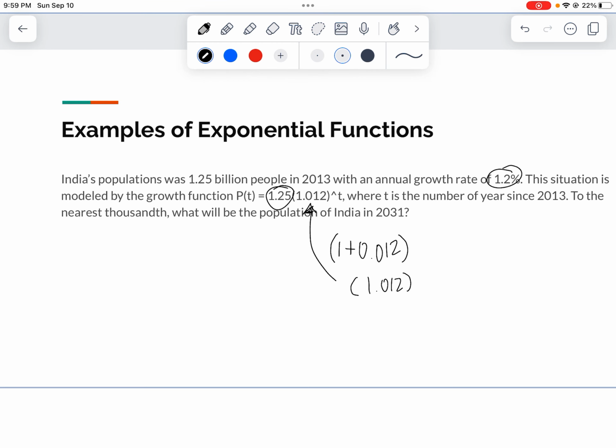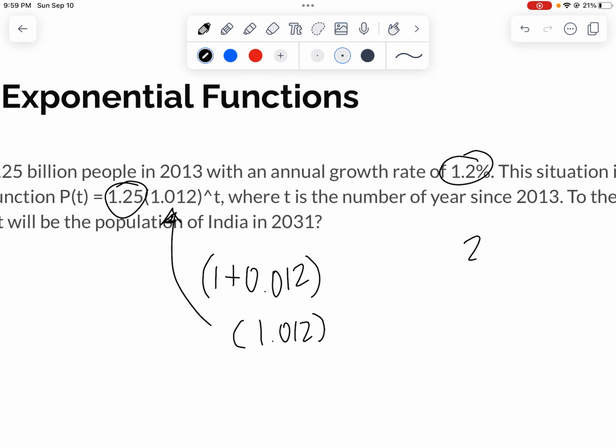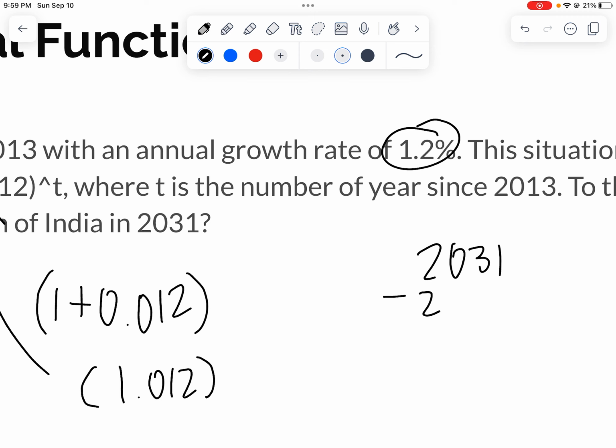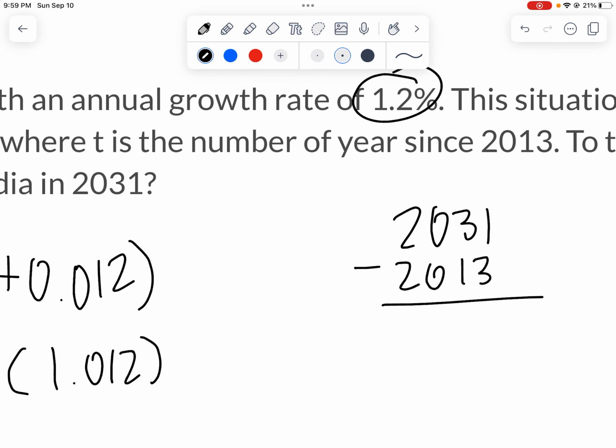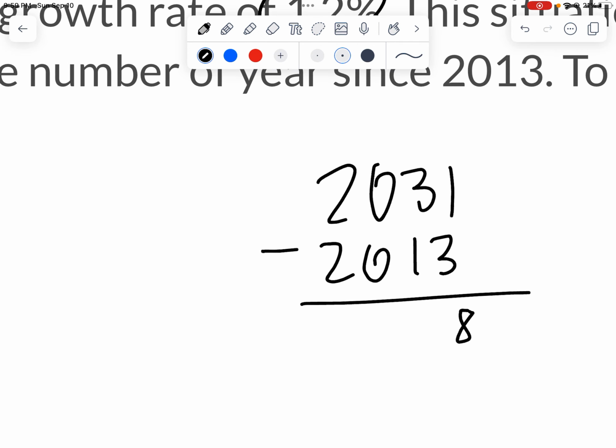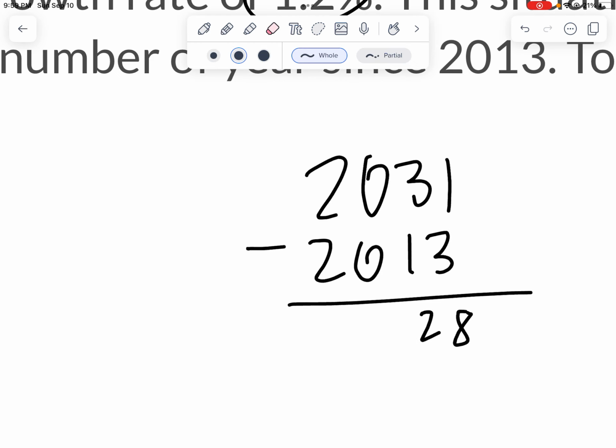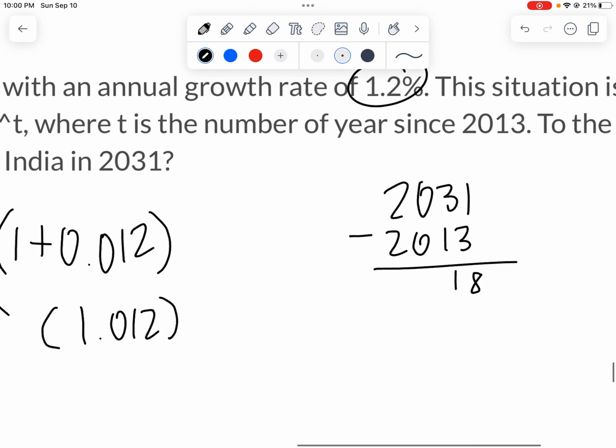Where t is the number of years since 2013. What would be the population of India in 2031? All we really have to do is 2031 minus 2013, because that's the number of years. So we needed to get t in the first place. So 2031 minus 2013 is... no, I'm wrong. It's 18. Okay, sorry about that. 18 years since 2013.